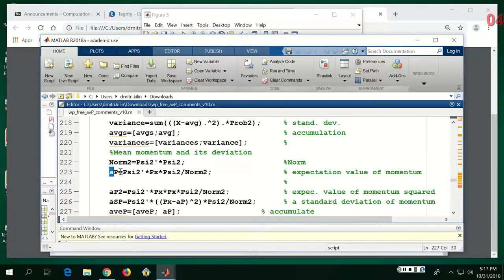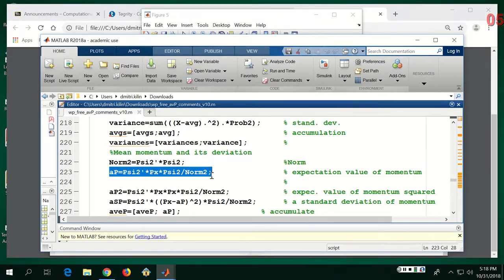Here they are. So 223, we multiply, so it is by second method. We multiply the vector corresponding to wave function conjugated at given instant of time by momentum operator, which we know is a matrix, right? And then we multiply it by the wave function once again. So here we do not have summation sign because here MATLAB does it.